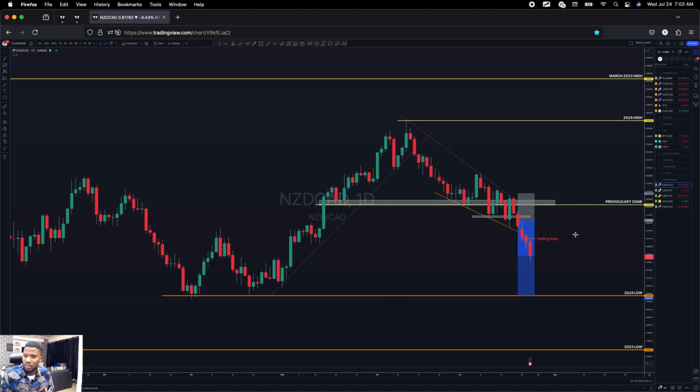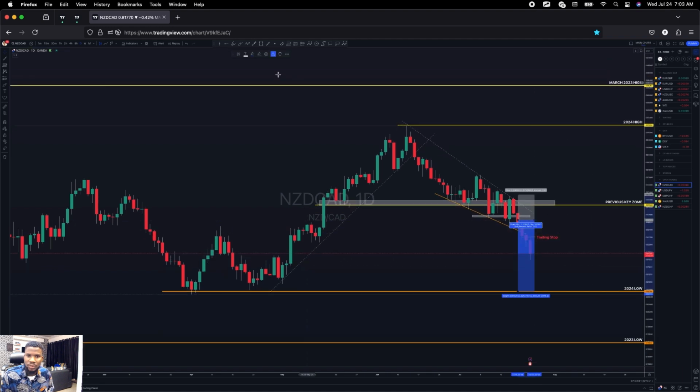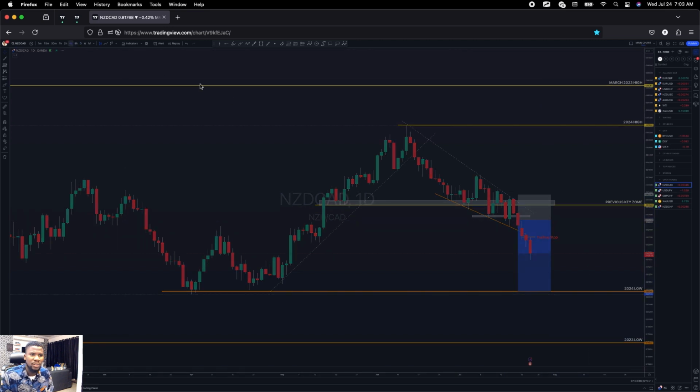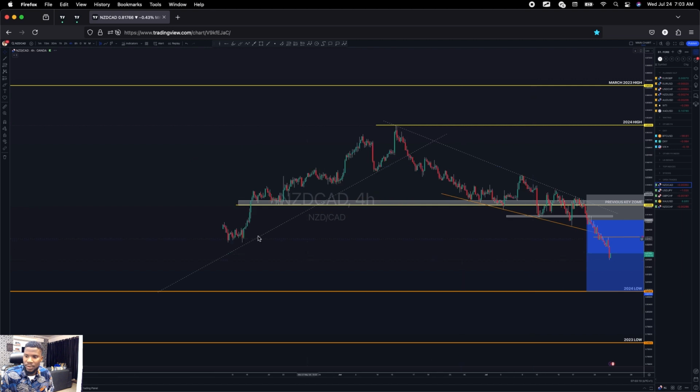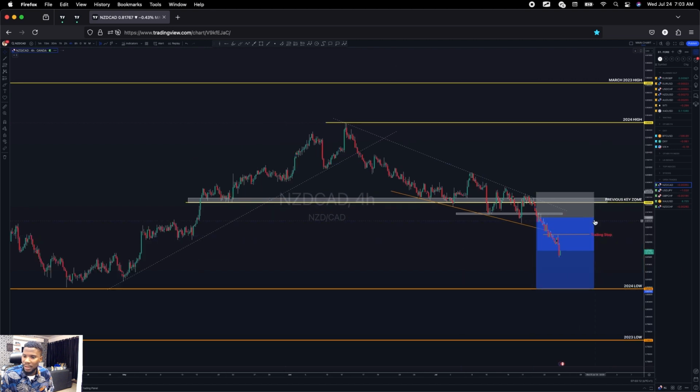So an update on my NZD CAD trade. I told you I started trailing. Right there, I started trailing, and let's take it to 4 hours to see how the trailing started and now it's going. Right now, you can see the trailing stop has kicked in, and I'm already keeping around, I think, 15, 25 pips thereabout.